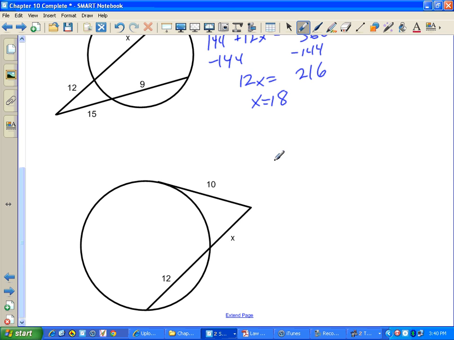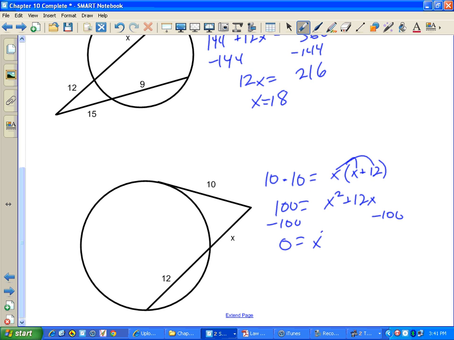All right, here I've got a tangent. So outside times whole, tangent plays both roles, equals the outside times the whole thing. Not just times 12, times the whole thing. So x plus 12. So I get 100 equals, if I distribute here, x squared plus 12x. And now I've got a quadratic. When you have a quadratic, make sure you move everything to one side. So I've got 0 equals x squared plus 12x minus 100. And now hopefully I can factor this. If I can't, then I can use quadratic formula.